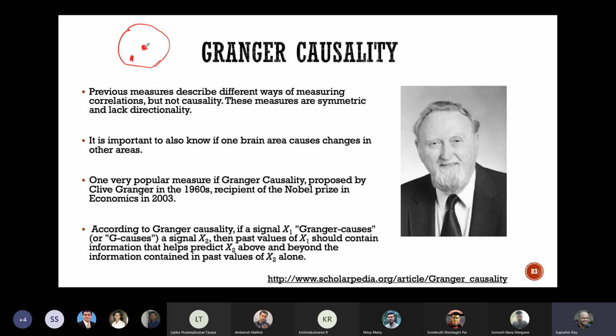Unfortunately, it cannot tell me whether this signal here is causing changes in this signal or whether this signal here is causing changes in that signal. There's no causality in any of the connectivity measures. They are all correlational measures. But I am often interested in causal measures.